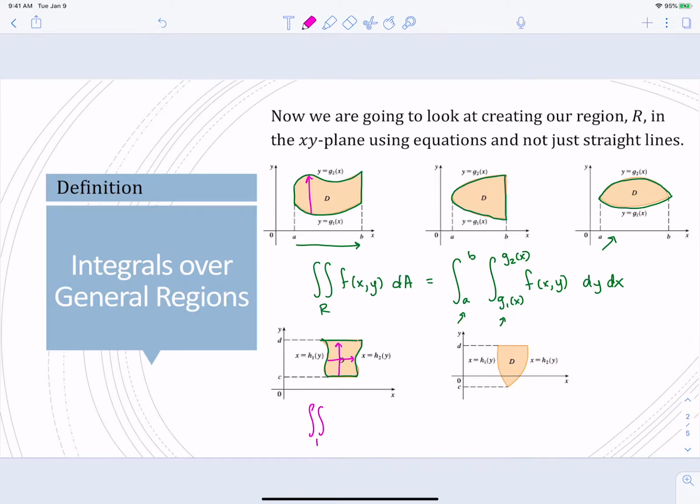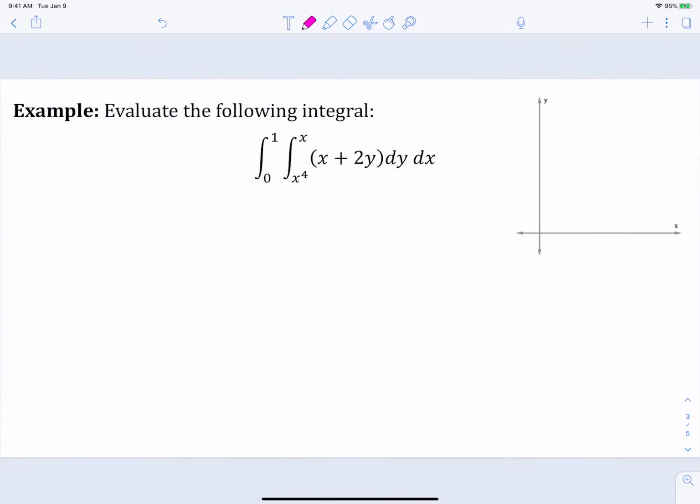And so down here, our region would be, get this written out, the integral from c to d, and then we'd have our h1 of y, our lower or our left function, and h sub 2 of y. And then we have whatever our surface is, and this would be a dx dy. So really, let's take a look at some examples of these, because that's really what we need to do, is just look at these in practice.